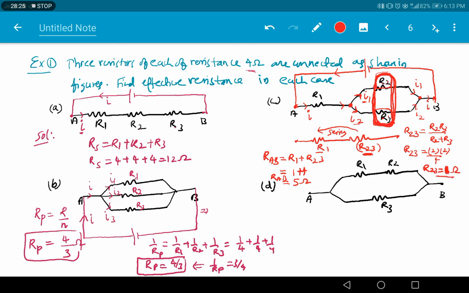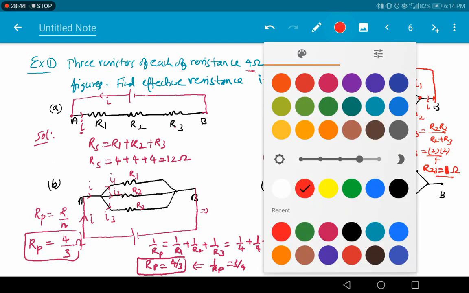Now this R23 behaves like only one resistor. So what is the resistance of that? 1 ohm only. So this 1 ohm and this 4 ohm, in which combination? Series combination. Therefore RAB is equal to 5 ohm. Right, next example. So last one in today's class.